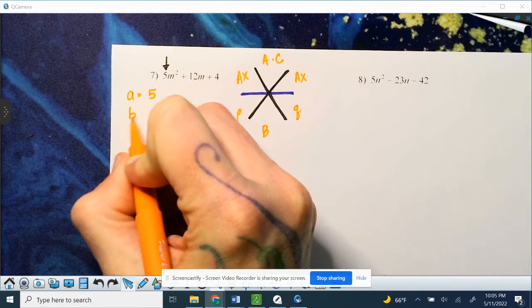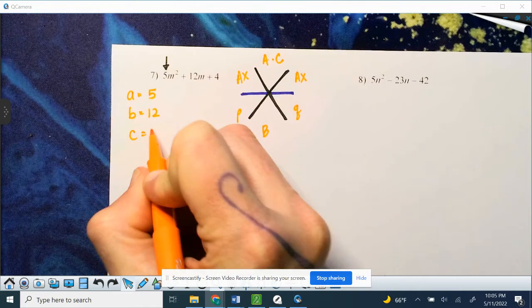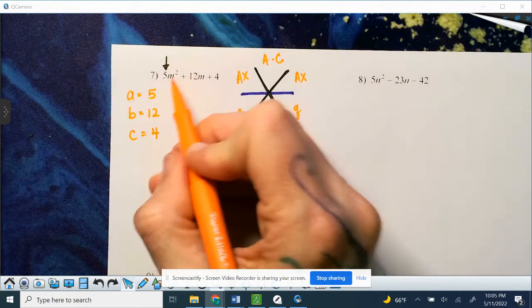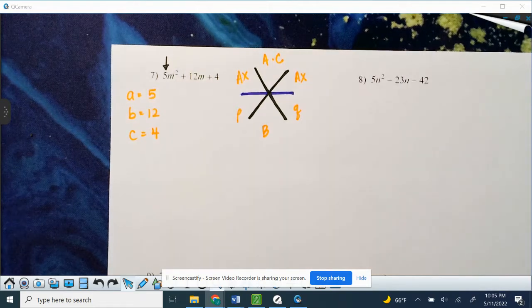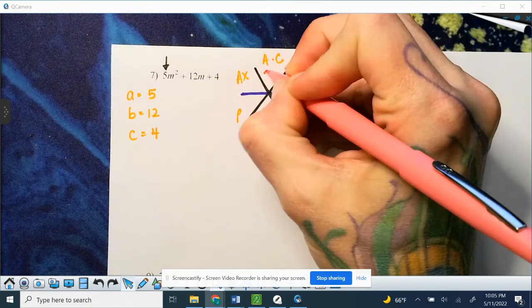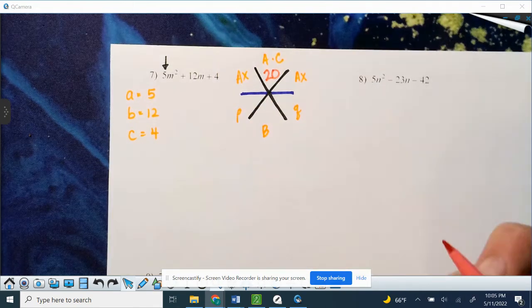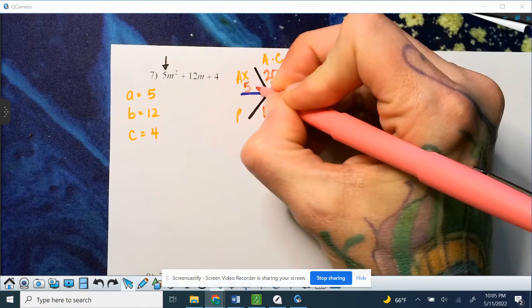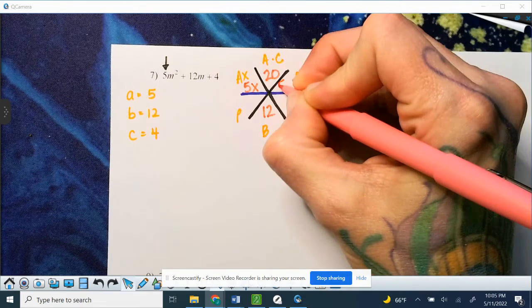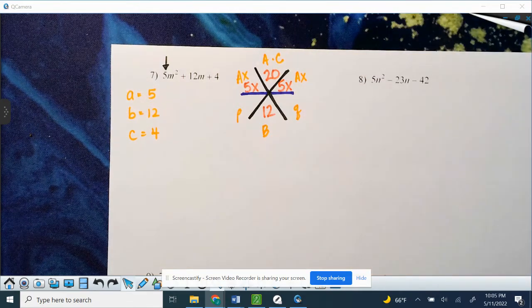So A is 5, B is 12, and C is 4. We're going to disregard our m squared and m's at the moment. So A times C is 5 times 4, and 5 times 4 is going to give me 20, a positive 20. And then our B value is a positive 12. A is 5, so 5x, and in this case it should be an m, but for my handwriting, I'm going to do 5x, 5x.